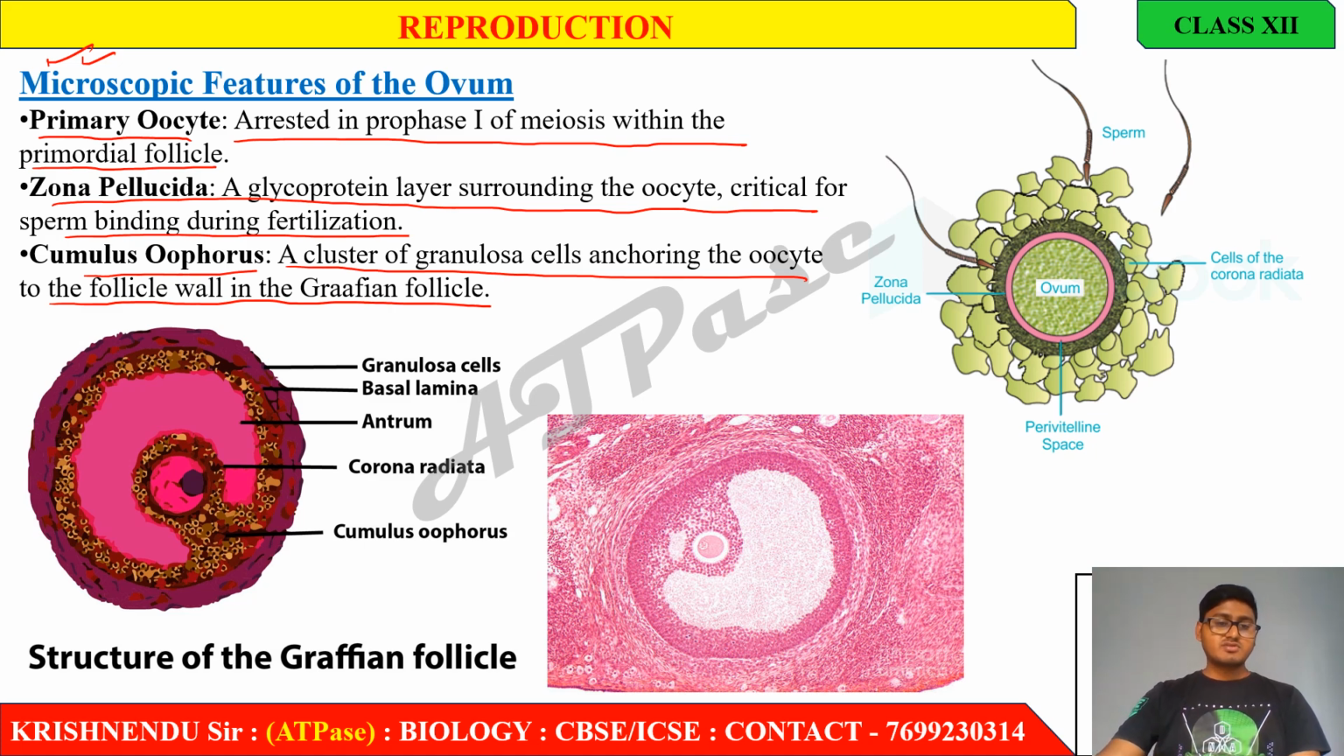So this is the primary oocyte. This is the structure of the Graafian follicle. This is the zona pellucida. Here the zona pellucida is located. This is the cells of the corona radiata. This is the perivitelline space. This is the structure of the Graafian follicle.